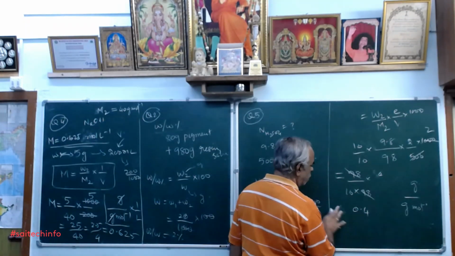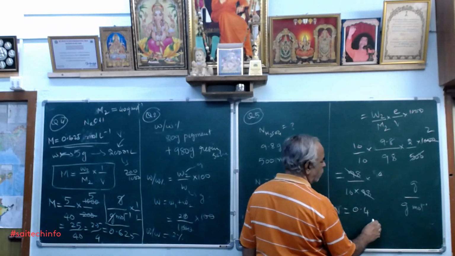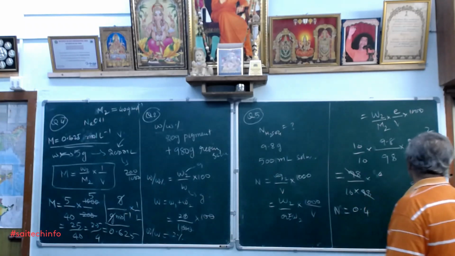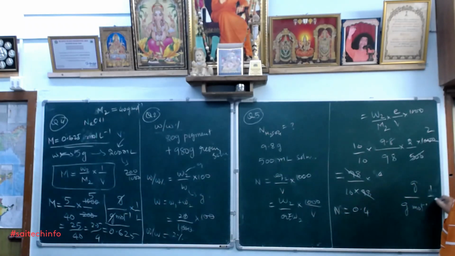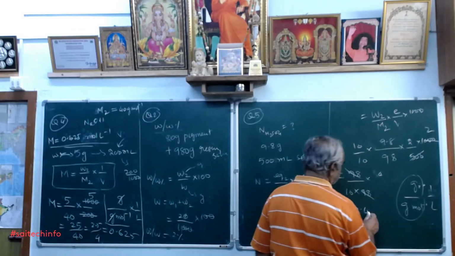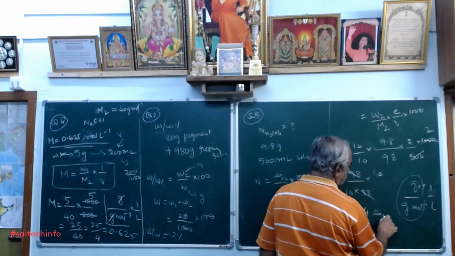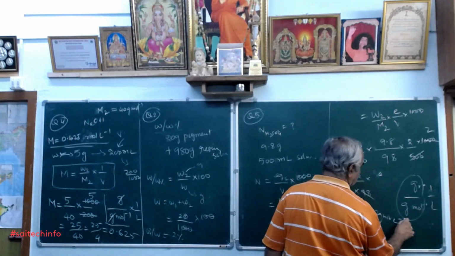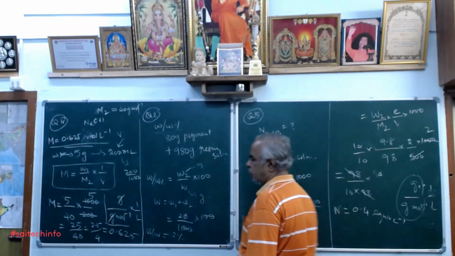So the normality is 0.4, and you can mention this, and this is per liter, comes here liter, per liter, 1 by 10. And we know already this is E, means equivalent, this concept. So you can call it 0.4 equivalent per liter. This is normality.